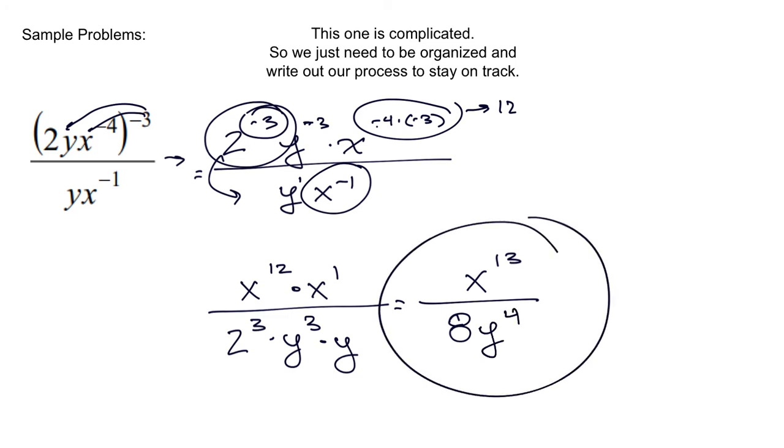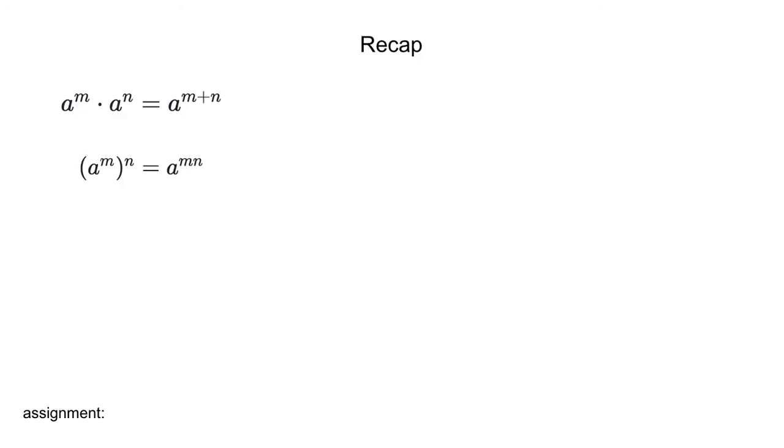There's a lot going on, so if we just keep track of one thing at a time, we should be fine. Recap. So we have the product rule, which we discussed before, where we multiply two exponential expressions together, and if the bases are the same, which they are here, we add the exponents, right? So when we raise an exponential expression to a power, we multiply those exponents together.